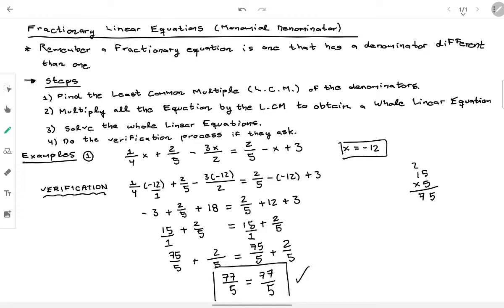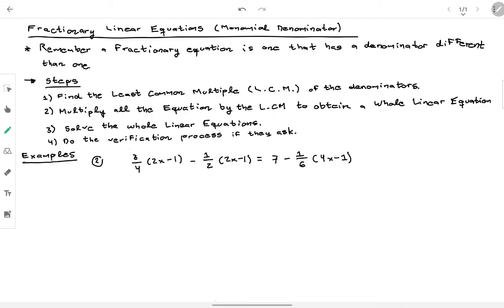So remember, for the verification process, we only need to use the answer in the original equation, and we need to check that we have an equality on the left and on the right. So that was the verification for exercise 1. So let's see another exercise.